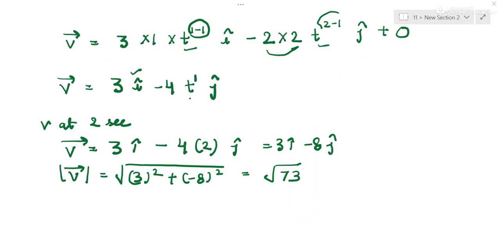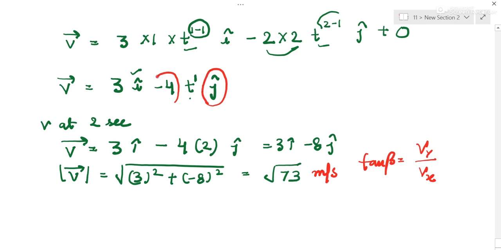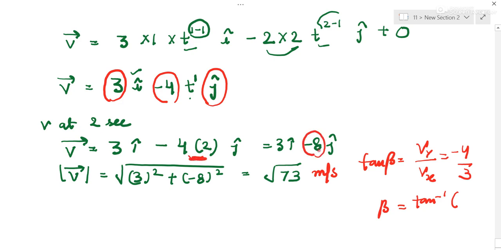So this is how the velocity's magnitude is told, and the velocity's direction will be told by tan beta. The perpendicular component will be on top and the base component will be below. The j cap component is the perpendicular component and the i cap component is the base component. So you can tell the direction like this. Sorry, it's 8, it's not 4, it's minus 8. So beta is for the direction of velocity and this is the magnitude of velocity.